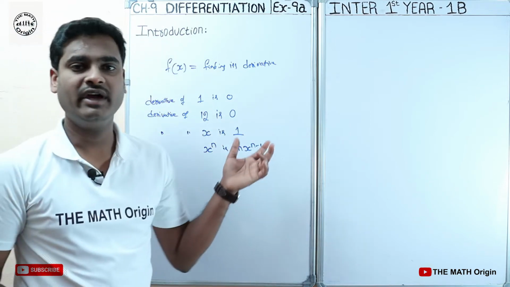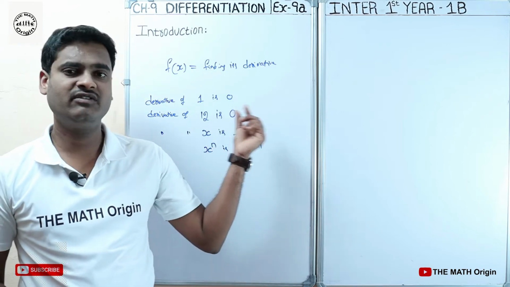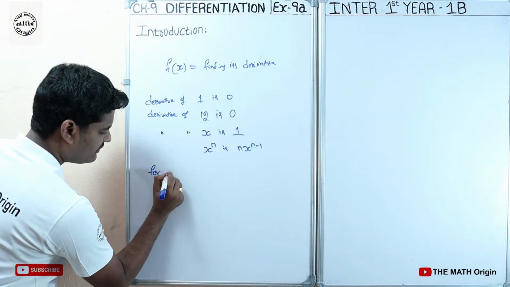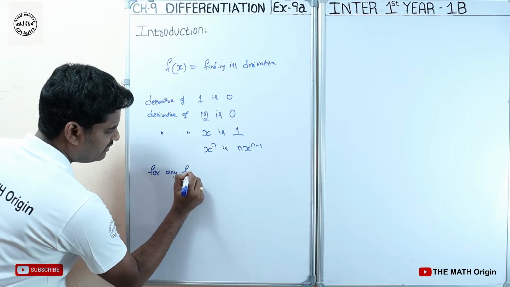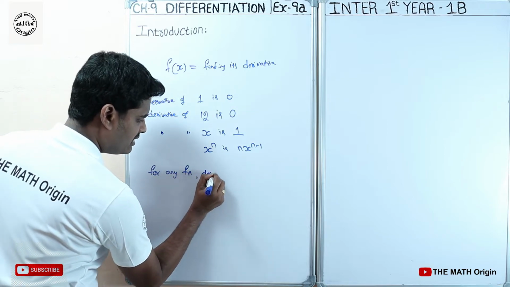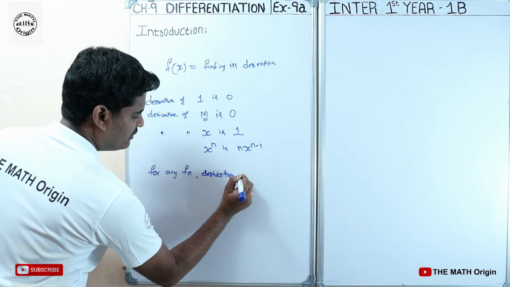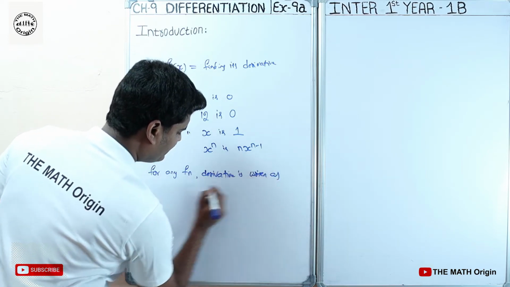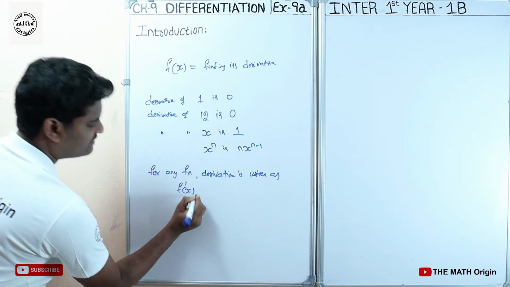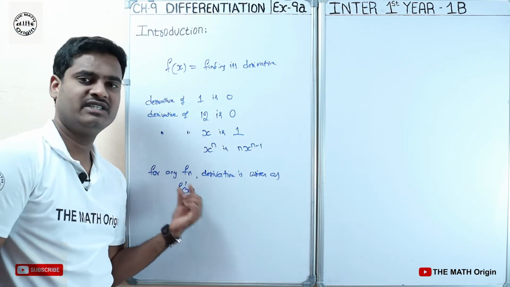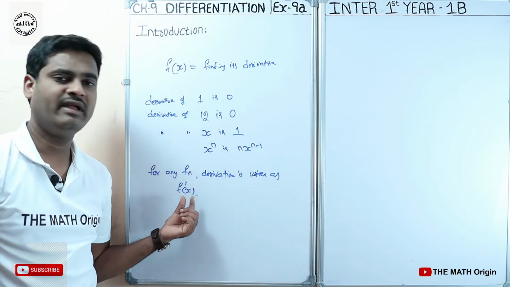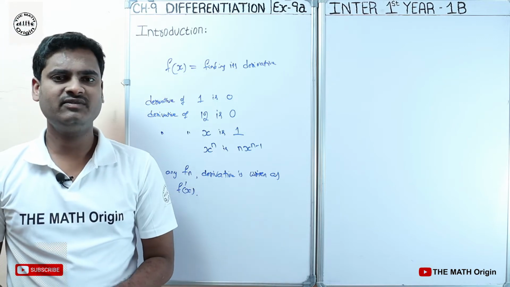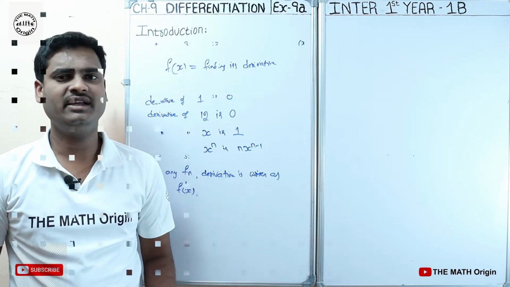So like this we have n number of derivatives for each and every function. For any function, the derivative is written as f dash x. Okay, it means the function is differentiated with respect to the value x. So let's jump into the exercise problems and we'll discuss each and every problem in detail.